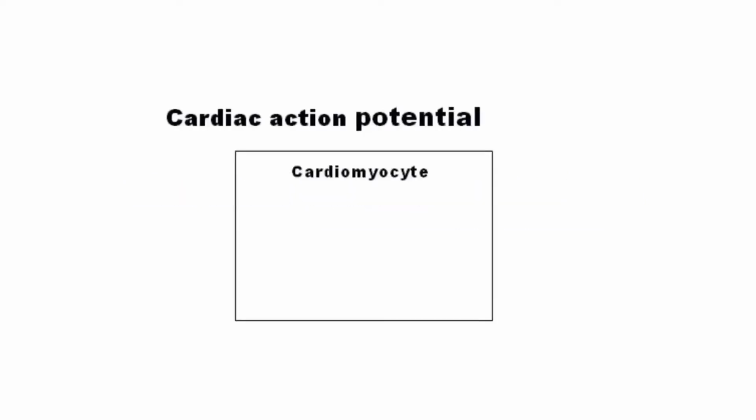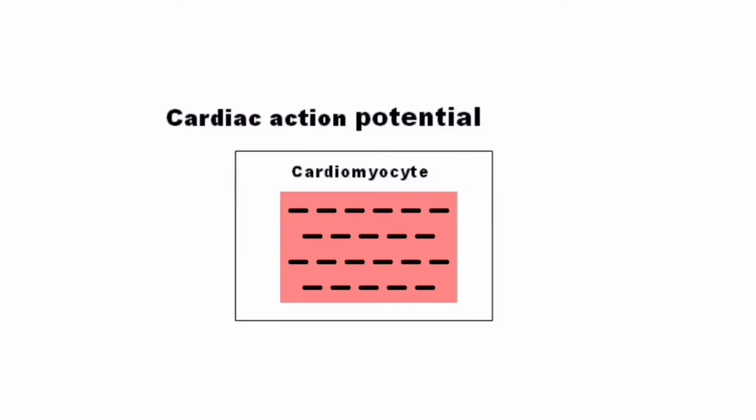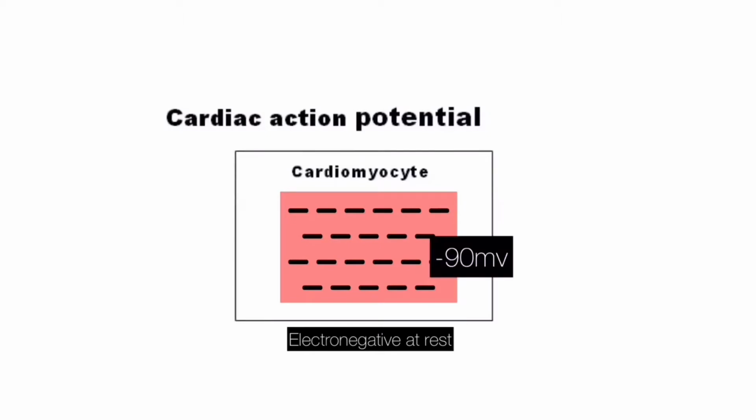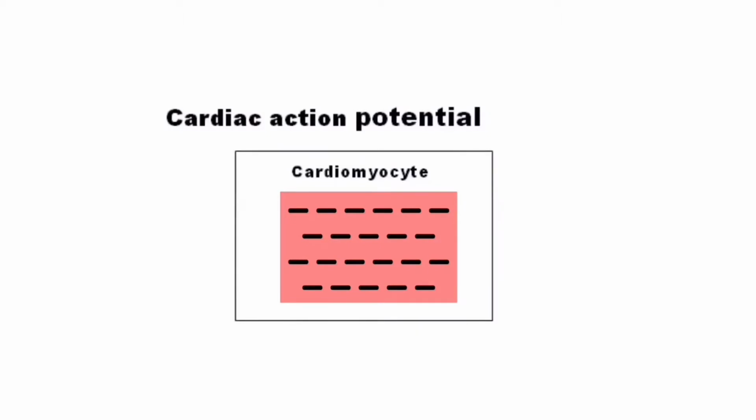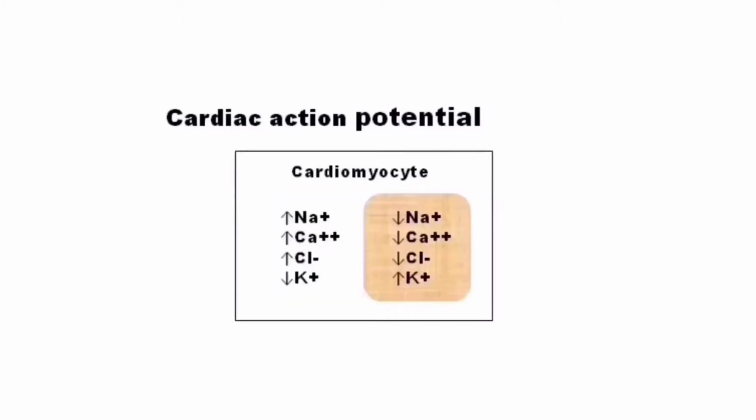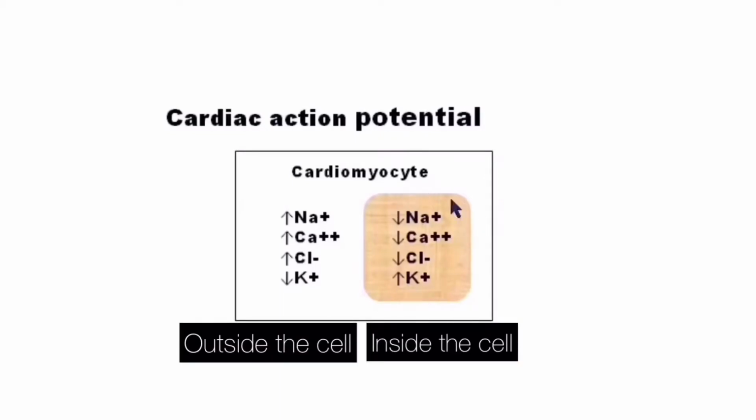So in our heart, the cardiomyocyte is negatively charged, or electronegative, at rest with a resting membrane potential of negative 90 millivolts. Now, what do we mean by electronegative, or why are they negatively charged at rest? It is because of the concentrations of ions within them. Inside a cardiomyocyte, the concentration of ions such as sodium, calcium and chloride is less compared to outside, while the concentration of potassium ion is much greater inside than outside the cell.